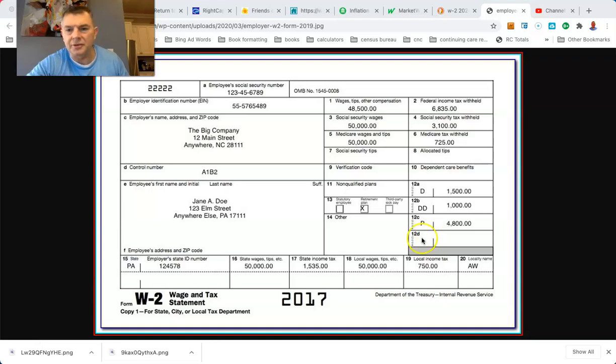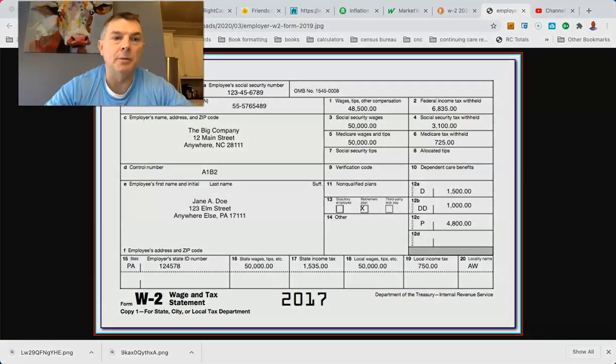Oh, right here, C. A lot of times you'll see a C: taxable cost of group life insurance over $50,000, and that will be included in box 1 and 3 up to the Social Security wage base. So if you have a line C and say it's $1,000 for simplicity, that will be included in 1, 3, and 5 for taxable wages for Social Security, Medicare, and income tax.